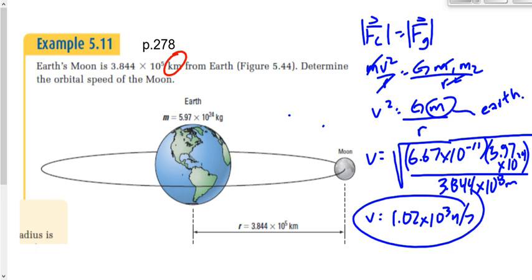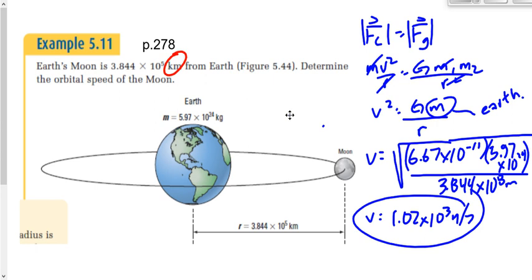Yeah, it's 3.844 times 10 to the 5 what? Look what's after that. 3.844 times 10 to the 5 kilometers, and we want to convert it to meters, right. That's why we got 10 to the 8 there. All right? So 3 times the speed of sound.